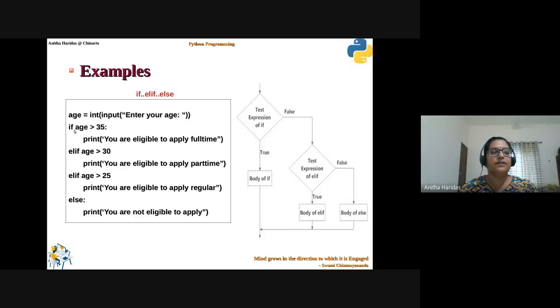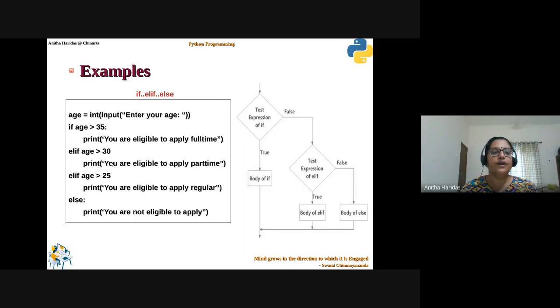And I check whether the age is greater than 35. If so, I print you are eligible to apply full time. Else, again, I check whether age is greater than 30. If so, you say you are eligible to apply part-time. Again, you check whether age is greater than 25. If so, you say you are eligible to apply regular. Else, you say you are not eligible to apply. So below 25 means you are not eligible to apply.